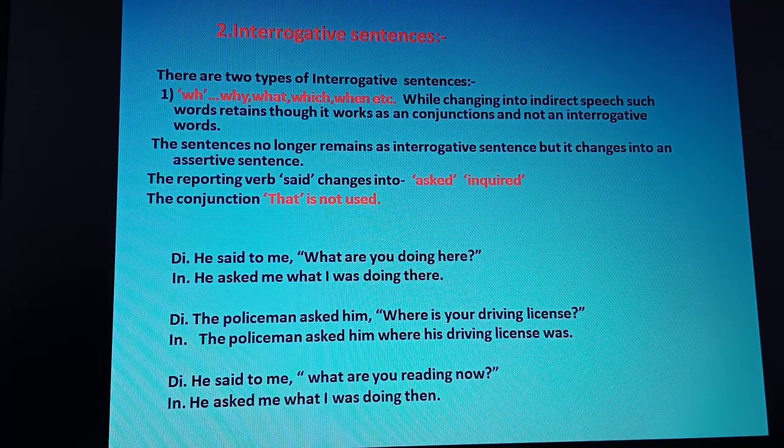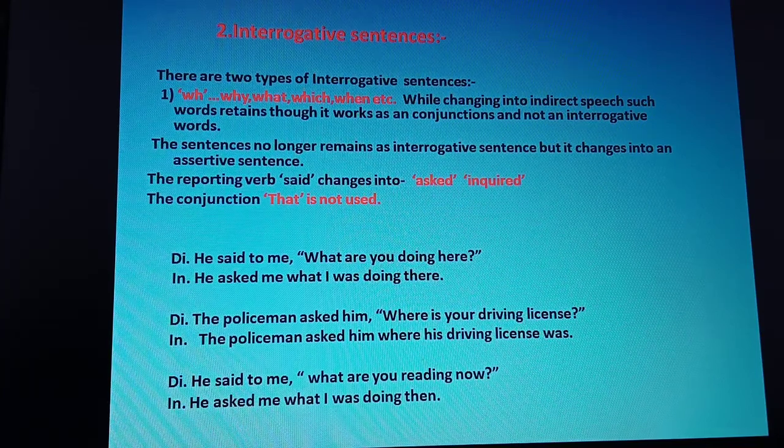Okay, suppose you come to pay the fees here. What are you doing? You have to inquire first, how much you have to pay the fee. So my father inquired. My father came to office and he inquired how much fees I had to pay. Clear? This is the inquiry, but mostly it is coming with asked. Said will change into asked.